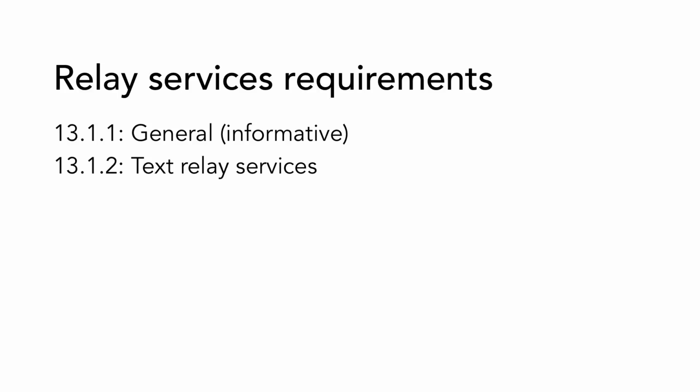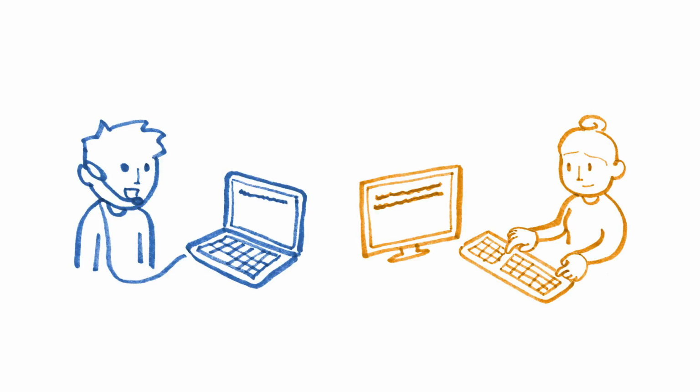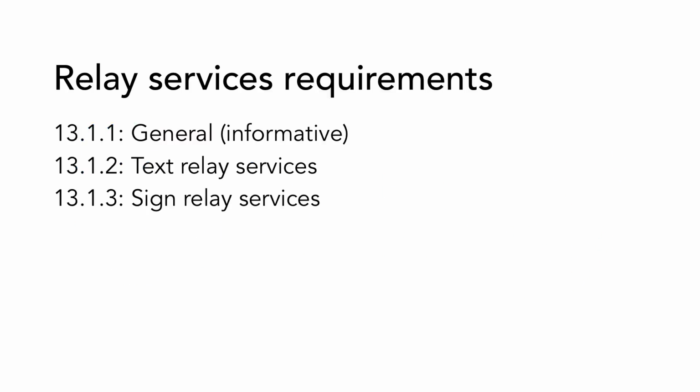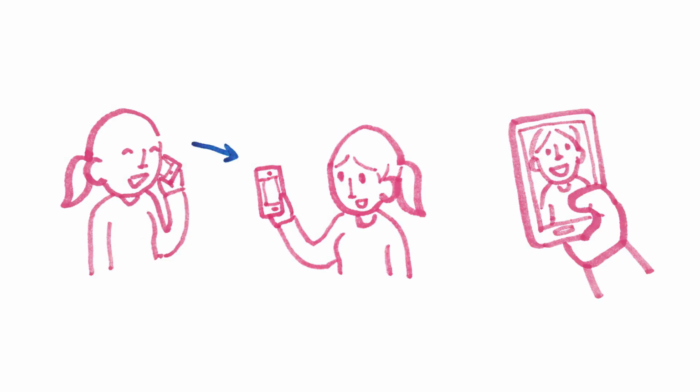13.1.2 covers text relay services. This means that if the ICT is providing text relay services, text users and speech users can interact with each other when the different communication modes are converted. 13.1.3 states that if the ICT provides sign relay services, this means that sign language users and speech users can interact with each other when the different communication modes are converted. The next requirement says that if the ICT provides lip-reading relay services, this means that lip-reading users and voice phone users can interact with each other when the different communication modes are converted.